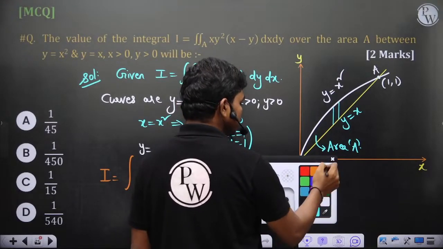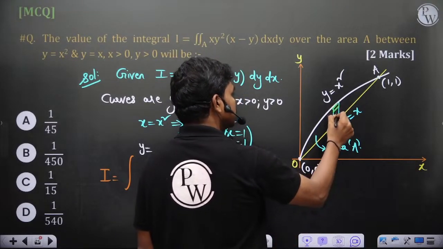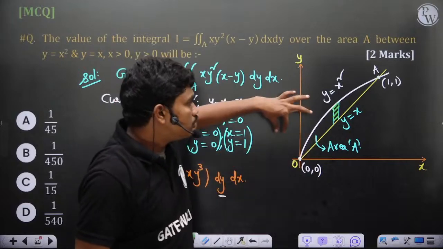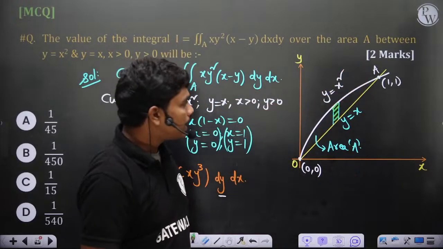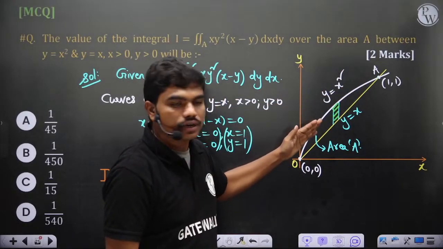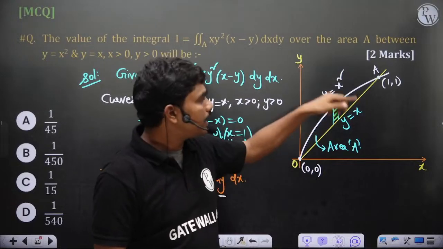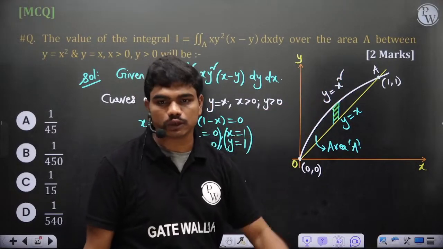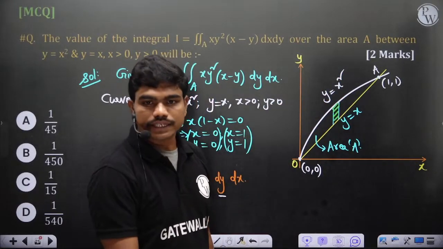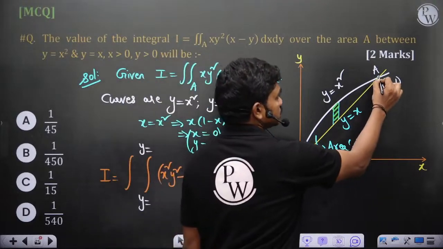So you can see, if you consider this step somewhere in between, and if you move this step anywhere in this domain, ultimately the lower bound is always given by the line y equal to x, and the upper bound is given by y equal to x square. Yes or no? Can someone understand? Please type in the chat box.